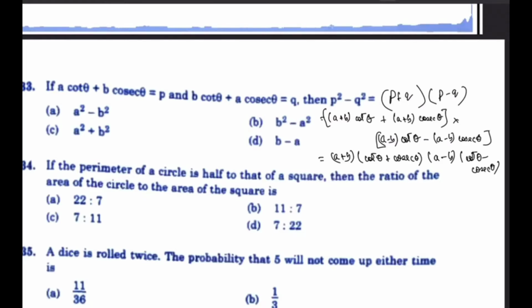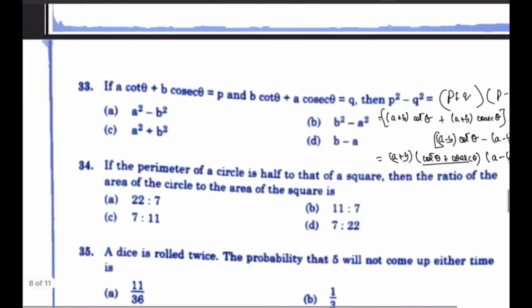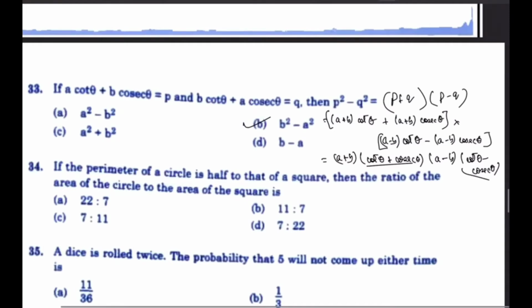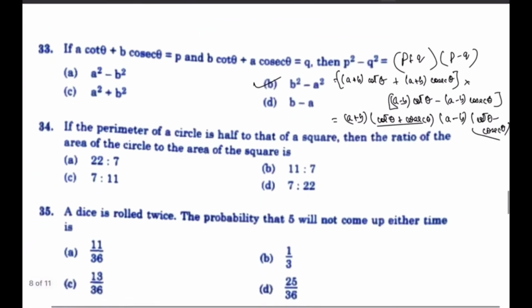Now you can say that cosec square theta minus cot square theta is 1, so this much is going to give me minus 1, and we have a plus b a minus b, so a square minus b square, so b square minus a square is your correct answer. p square minus q square is what we are looking for, so b minus a cosec theta is minus a minus b. Okay, fine, this is correct.